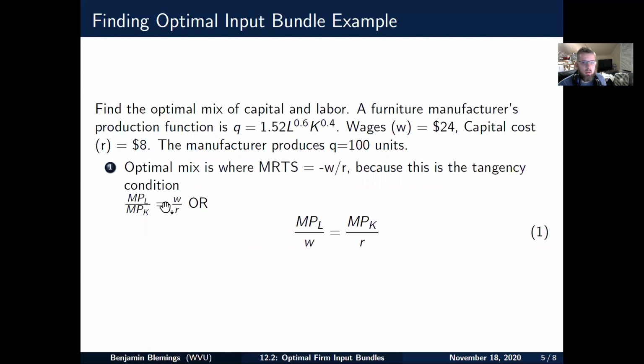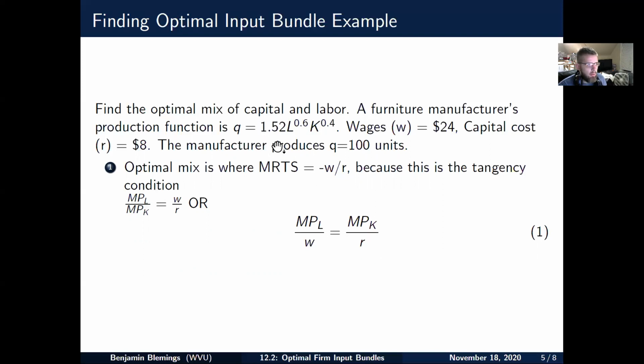And so I wanted to do an example for you, and I spent way too much time on this yesterday. So hopefully I can help you, and if you have questions, please feel free to reach out. So our question is, we just want to find the optimal mix of capital and labor. We're given this production function of Q equals 1.52, labor to the 0.6, K to the 0.4, and because 0.6 and 0.4 add to 1, this is the Cobb-Douglas production function. This is the only production function I'm going to give you in tests or homework. And we see A equals 1.52.